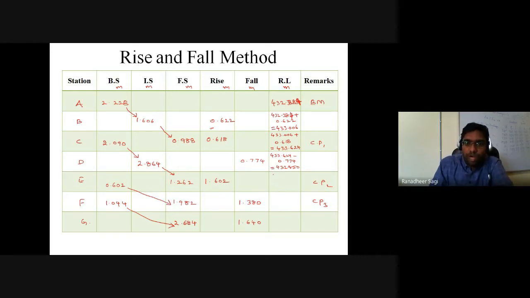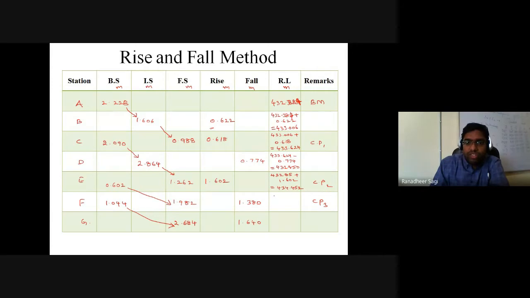Likewise, RL value of point E is equal to RL value of point D, which is 432.850. And with respect to point E, it is a rise, so I am adding that rise value, 1.602.